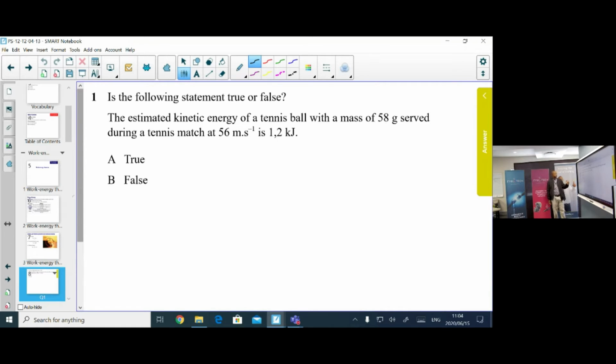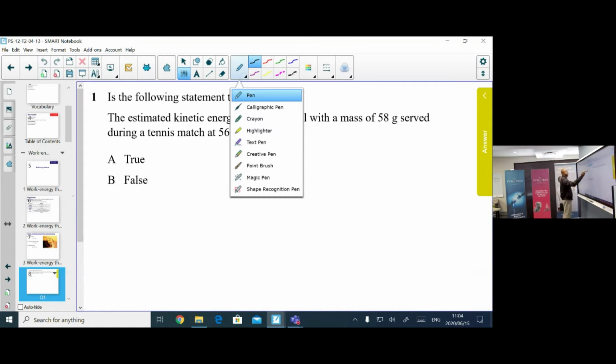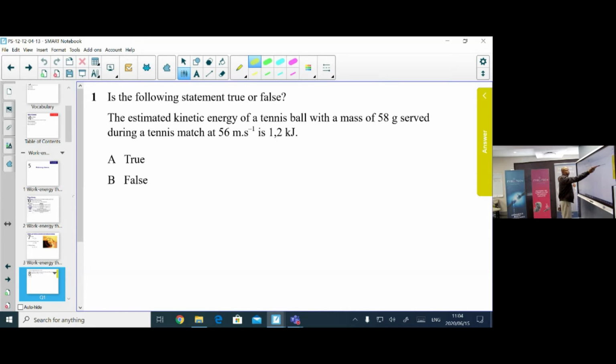Is the following statement true or false? The estimated kinetic energy of a tennis ball with a mass of 58 grams during a tennis match at 56 meters per second is 1.2 kilojoules. In other words, we have the mass of the tennis ball and the velocity, and then we have to calculate the kinetic energy of the tennis ball. All right, how do you do that?